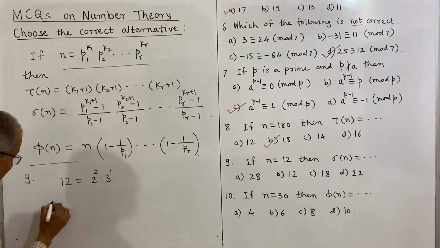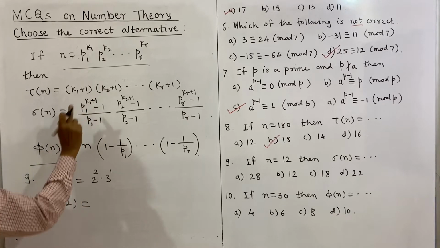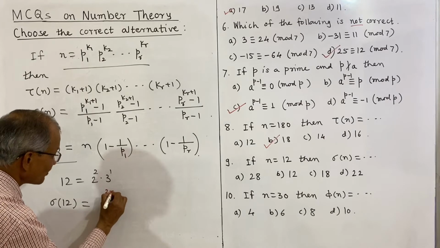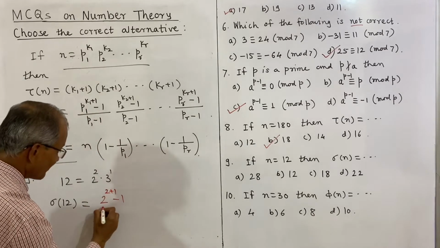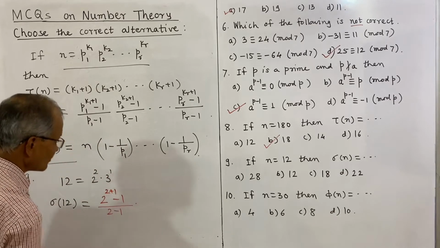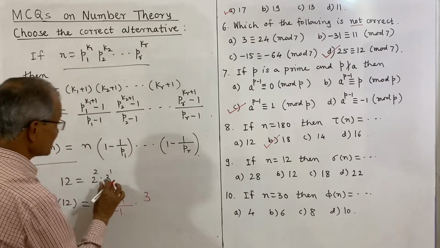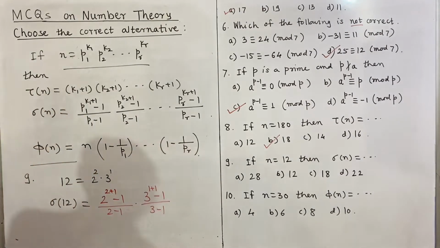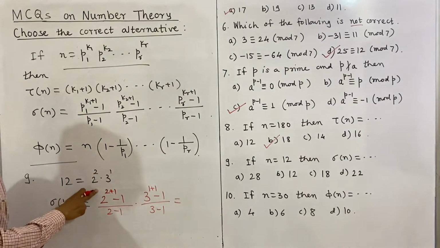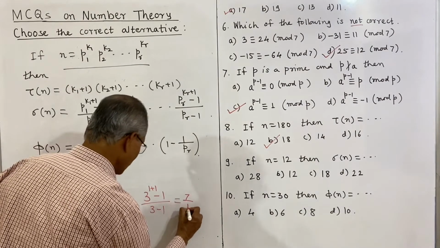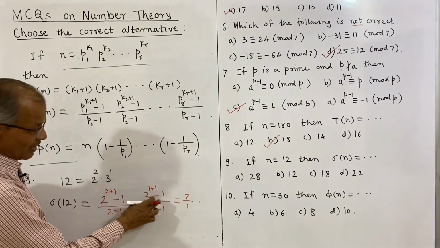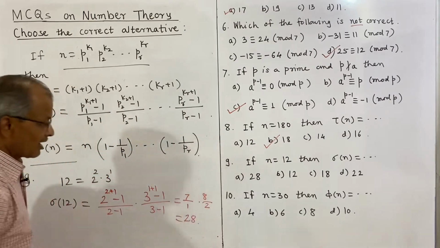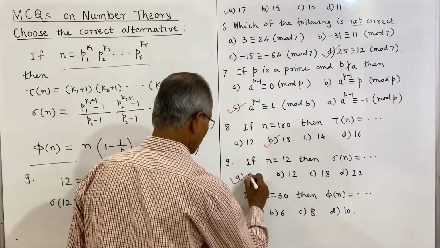Now we want sigma. So what will be sigma 12? This is p1 to the power k1 plus 1. What is p1? That is 2. So 2 to the power k1 plus 1, where k1 is 2, that is 2 to the power 2 plus 1, minus 1 divided by 2 minus 1, into the next, p2, which is 3. 3 power, what is k2? k2 is 1, so 1 plus 1, minus 1 divided by 3 minus 1. Actually this will be equal to 2 cube, which is 8, 8 minus 1 is 7, divided by 1, and 3 square is 9, minus 1 is 8, divided by 2. So 7 into 4, that is 28, and therefore the answer for the 9th is 28.